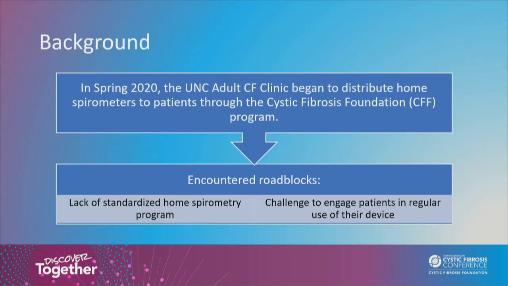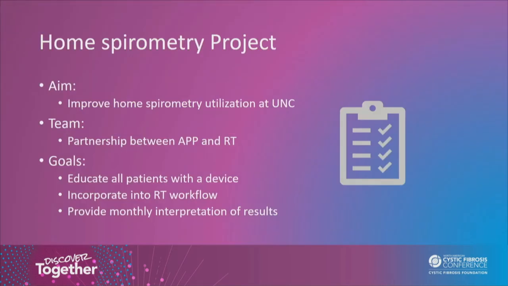It all began in the spring of 2020. The UNC Adult CF Center began to distribute home spirometers that were provided through the CF Foundation program. We believed this could be significant in the management of our patients, allowing them to monitor their results at home and use for outpatient management. Our clinic did experience issues due to a lack of a standardized program, and we did find educating the patients to be challenging. Due to these issues, it was decided a home spirometry project was needed.